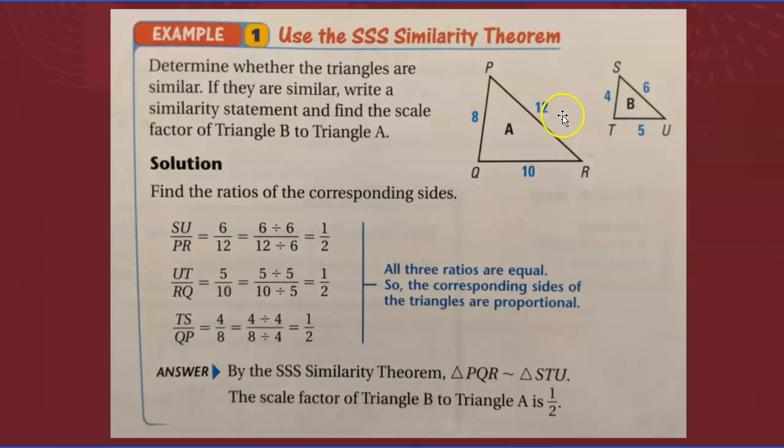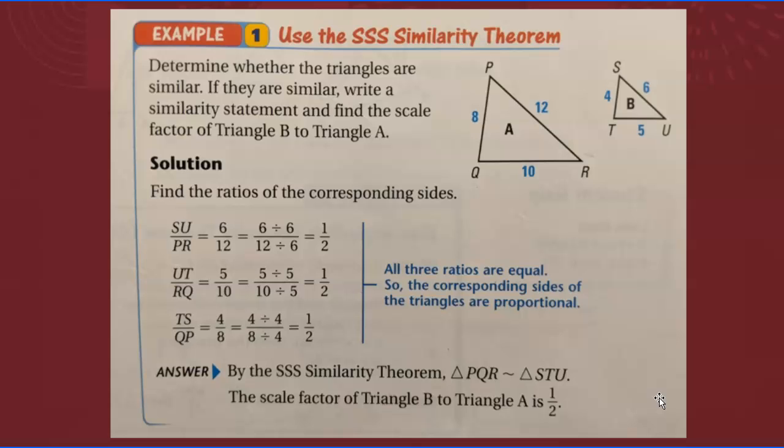And that is going to equal 6 over 12. Remember to keep everything consistent. So then I do a little bit of fractional reducing and I come down to 1/2. Yay, very good. Then we're going to do UT as proportional to RQ. There's my little symbols. And I'm going to have 5 over 10. Then I do my little fractional reducing and I come up with 1/2. Again, so far so good. Then I'm going to do TS over QP. And that's going to be 4 over 8. Equals 1/2 again. So I can now say that PQR is similar, little squiggly line, to STU.